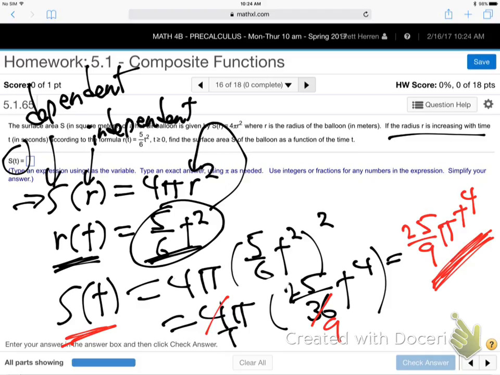Good on that? Makes sense? Questions I can answer? So just a fancy plug one function into the other. Let me show you what they're doing here.